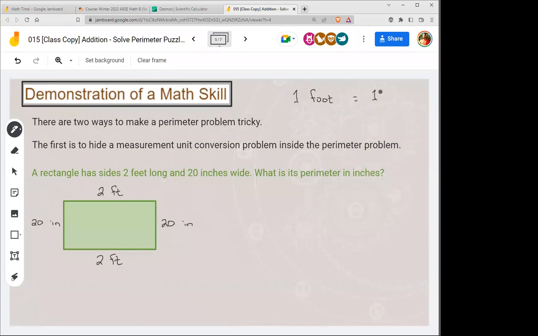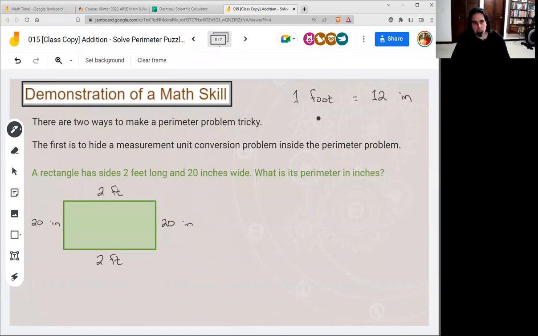$12. 12. And if I do that again, another foot is another 12. So 2 feet, when I add them up, is 24. No carrying needed. So I'm just going to say, get rid of that and put 24 inches for the top and the bottom.